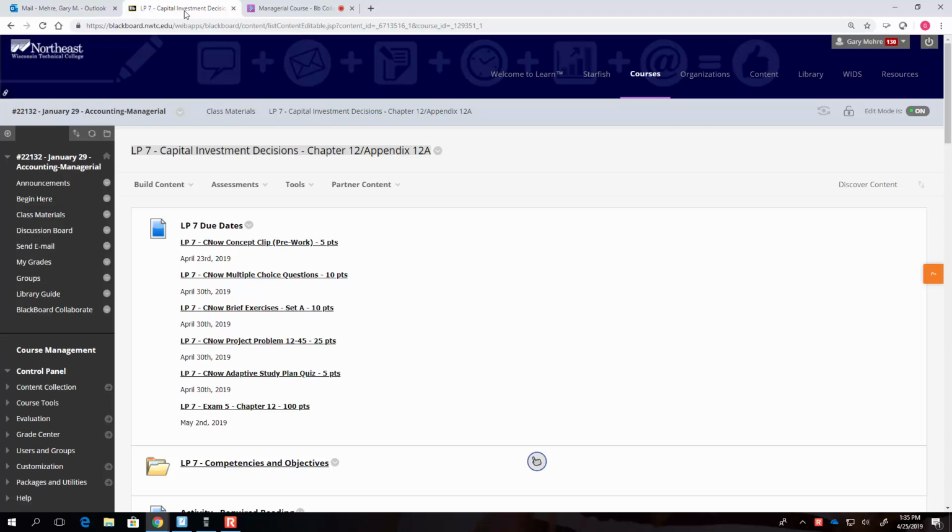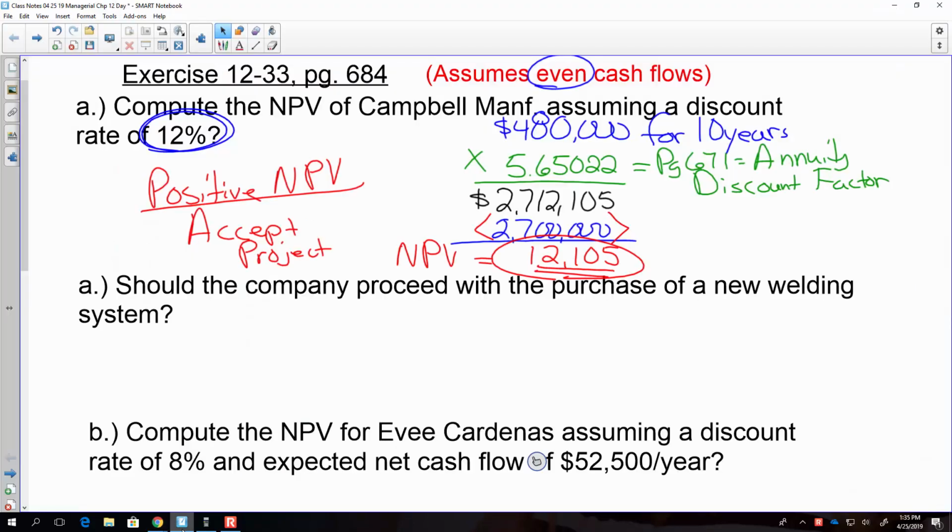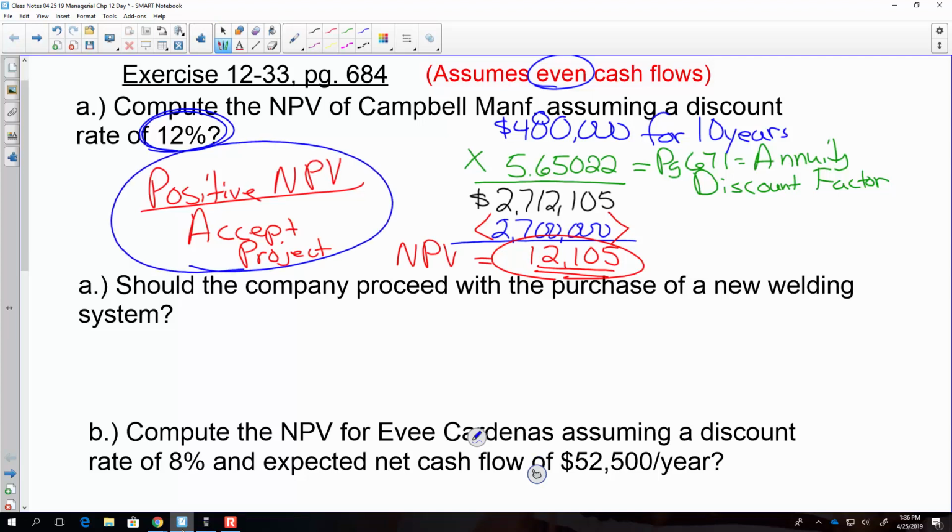So let's begin where we left off on Tuesday, and that was working on problem 33. Remember, we're doing the discounting models, the net present value, and also eventually the internal rate of return here. So we did A already, and we found that the net present value was positive. Being positive, we would accept this project. We are basically recovering the cost of the project, plus we're earning, in this case, 12% on the project as well, something above that 12% requirement.